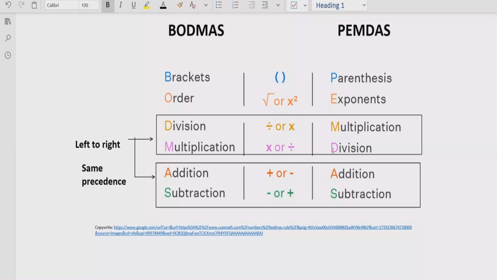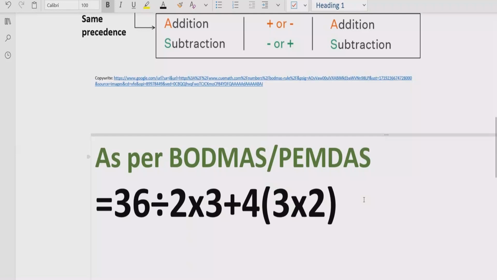Step number 3, you have to solve division and multiplication. Both have similar precedence, so you go left to right in your expression and find out which operation comes first, division or multiplication. Similarly, for addition and subtraction, we go left to right in our expression and both have similar precedence. So we can solve addition first if it comes first, and we can solve subtraction first if it comes first. Now let's move towards solving the given expression.